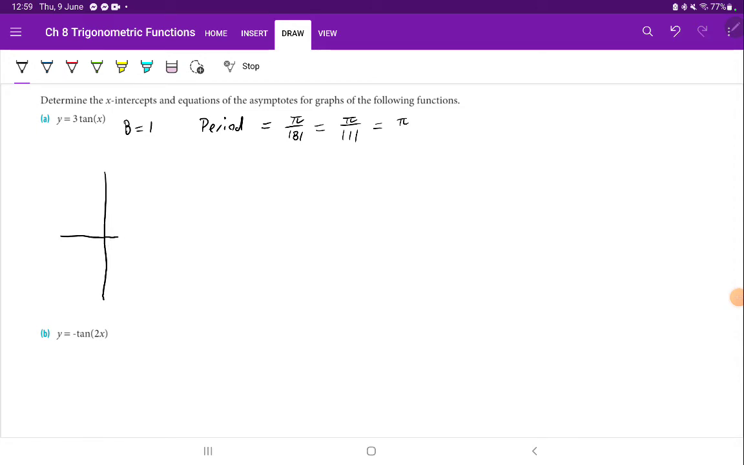So let's do my x-intercepts first. So there's going to be 1 at 0, then there's going to be 1 at pi, and then 1 at 2 pi, and then 1 at 3 pi. Alrighty, and we could go backwards, do negative pi, negative 2 pi, negative 3 pi. Alrighty, the asymptotes are going to appear halfway in between. So halfway between 0 and pi is going to be pi on 2. Halfway between pi and 2 pi is going to be 3 pi on 2. Halfway between 2 pi and 3 pi is going to be 5 pi on 2. And that pattern's going to repeat as well. So let's draw vertical lines for the asymptotes.